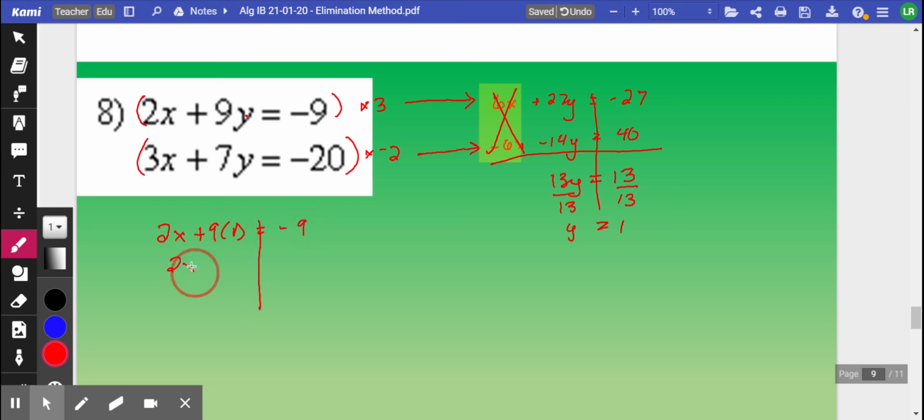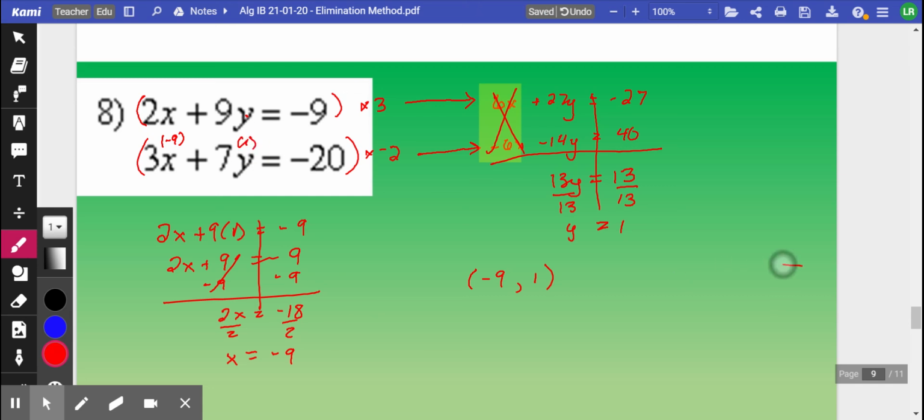9 times 1 is 9. Minus 9 on both sides. I get 2x equals negative 18. Finish him. And x is negative 9. Okay, so my answer should be negative 9, 1, x, y. Now, if I go to check it out, I'd use my other equation. I'd plug in those numbers, negative 9 and 1. See, 3 times negative 9 is negative 27. 7 times 1 is 7. That's supposed to equal negative 20, and it does. So I know I'm good.